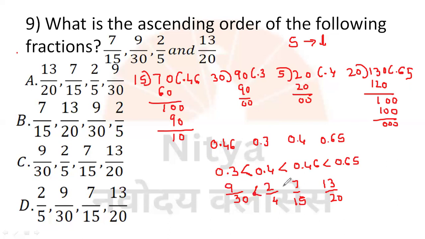Okay, you can put the sign also here. So check out the options where it says 9 by 30, 2 by 5, and then 7 by 15 and 13 by 20. So that is in option number C. So option number C is our answer. Okay, next.